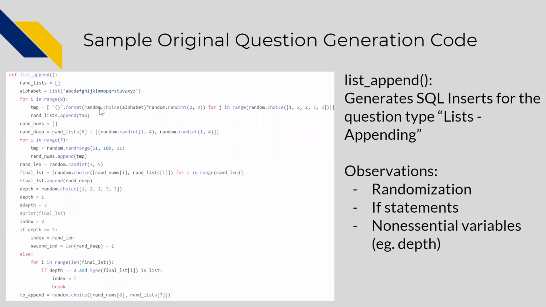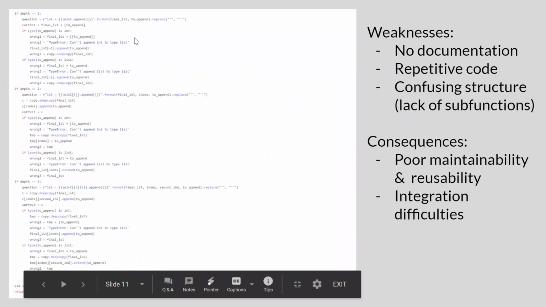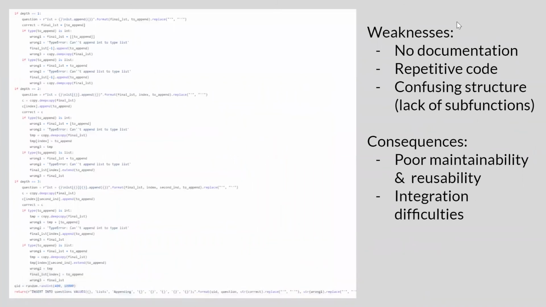But you can observe as you look at the code that there's a lot of randomization, if statements, and non-essential variables such as def that are floating around. If you look further down, this is also part of the same function. Some of the noticeable weaknesses is that there are no documentations across all of the functions that generate concept functions. There's a lot of repetitive code, and there's also lack of sub-functions that help contribute to a very confusing structure. So the consequences of this code base is that it is not very maintainable and reusable.